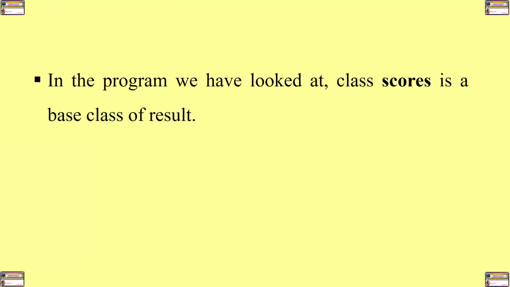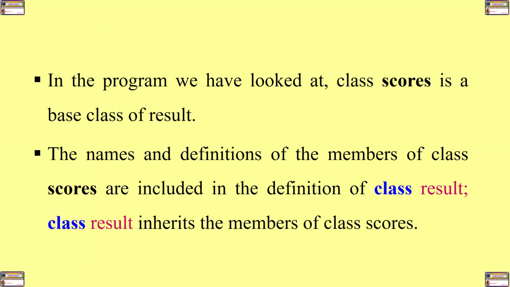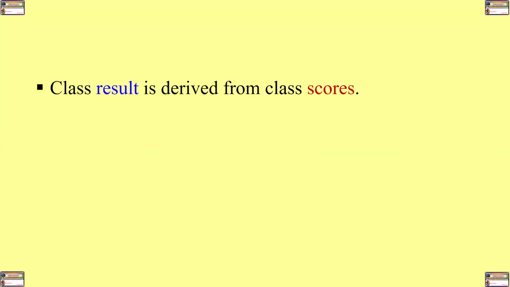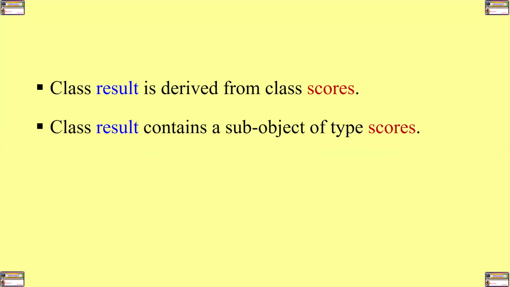So in the program we have looked at, class scores is a base class of result. The names and definitions of the members of class scores are included in the definition of class result, just as you have seen. So class result inherits the members of class scores. And in this case, we have seen that our derived class called result has been able to inherit all the members, both the data member called mark, and also the one for display, and also the one that is receiving the value. So class result is derived from the class scores, and class result contains a sub-object of type scores.